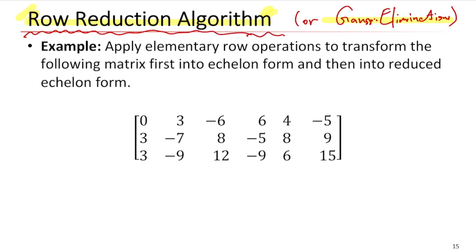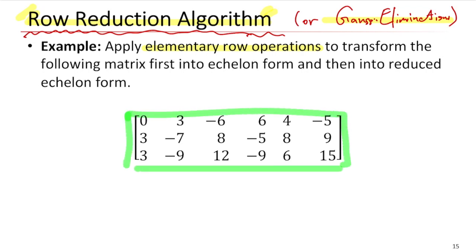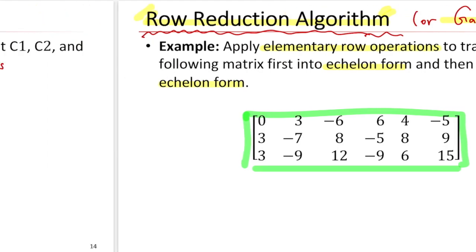Okay, here is the example. Apply the elementary row operation to transform the following matrix into the echelon form and then into reduced echelon form. Okay, let's remember.